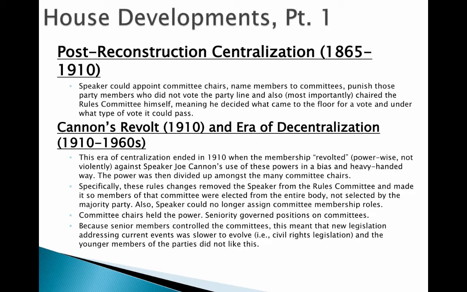And a lot of times when people say, oh, when Congress used to work, well, this is the era they're talking about. And depending on who you talk to, Congress used to work for certain people. Because senior members of those committees largely were unresponsive to certain issues of the day. So when civil rights legislation was proposed initially, it got stopped by members of Congress who were in those senior committee chair positions. And of course, younger members of the parties did not like this.